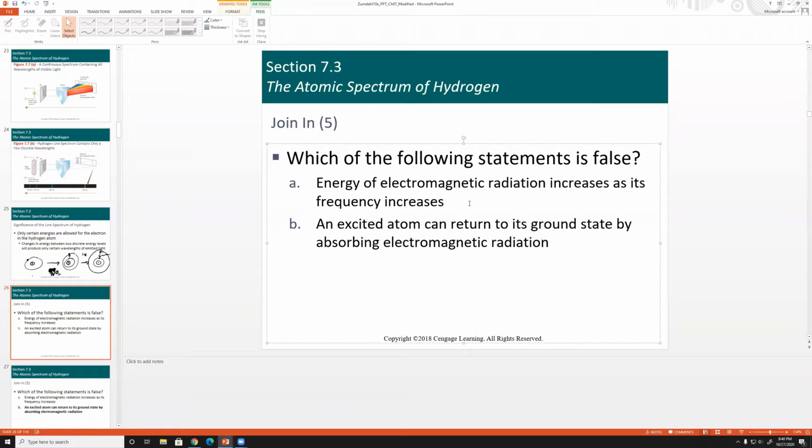B is false, but A is true because we know that energy has a direct proportionality with frequency. Frequency increases, that means the energy is higher and more dangerous. For B, an excited atom can return to its ground state by absorbing electromagnetic radiation. That's false because when the atom gets excited, that's when it absorbs energy. When it returns back to ground state is when it releases the energy that it had just absorbed, or most of it. So that's why B is false.